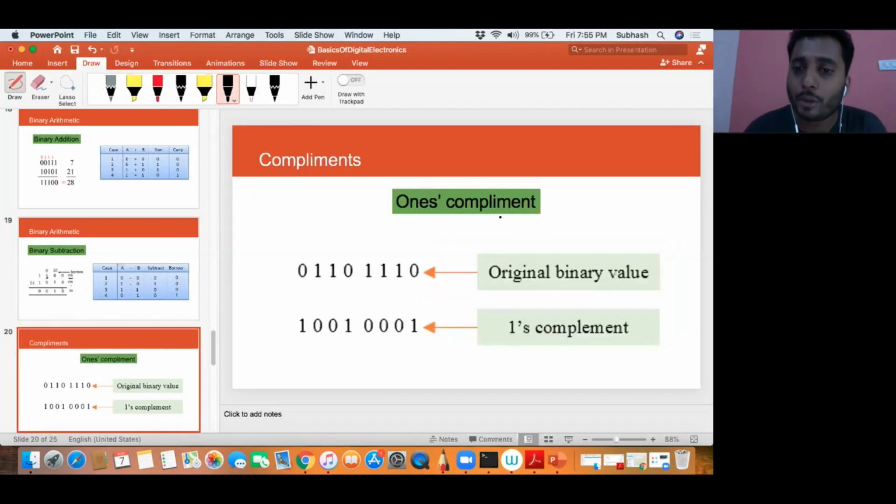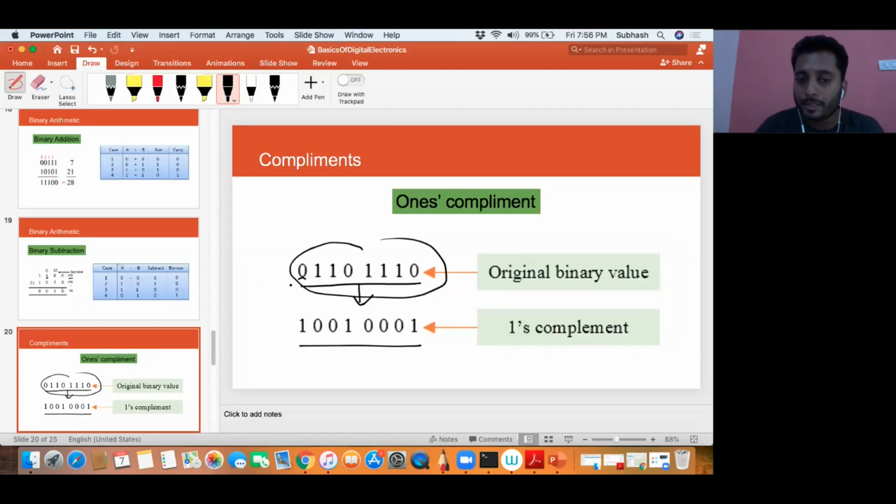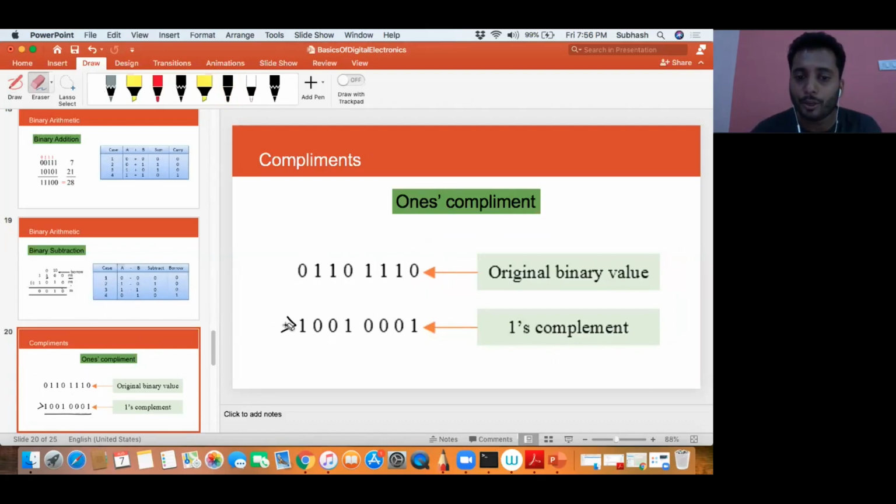So what is the ones complement method? Ones complement is nothing but the reverse of the original binary value. Suppose I give a value as 0 1 1 0 1 1 1 0. The reverse of this becomes your ones complement number. So the ones complement of this number is this. You can do addition, subtraction, and represent negative numbers using ones complement, and we'll discuss that in some time. For now, just understand how to figure out the ones complement: it is the reverse of the binary representation of the number.